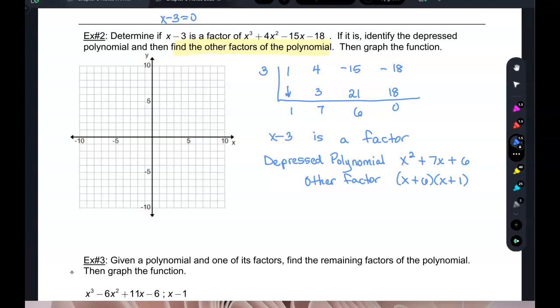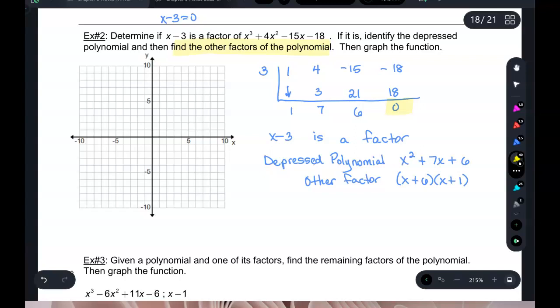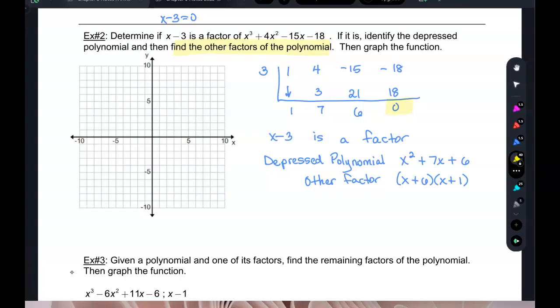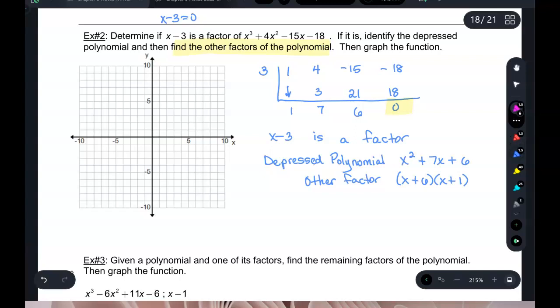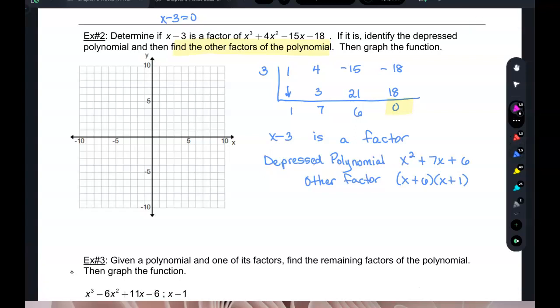So to know that x minus 3 is a factor, if we got a 0, that means x minus 3 is a factor. If we get anything other than 0, basically we can't go any further. How do you graph it? We wouldn't have enough information to graph it then. So purposely the question is set up so you do get a 0.